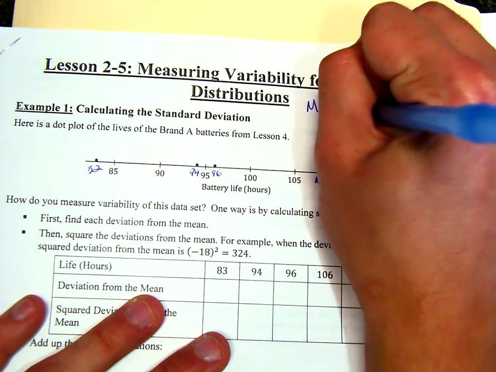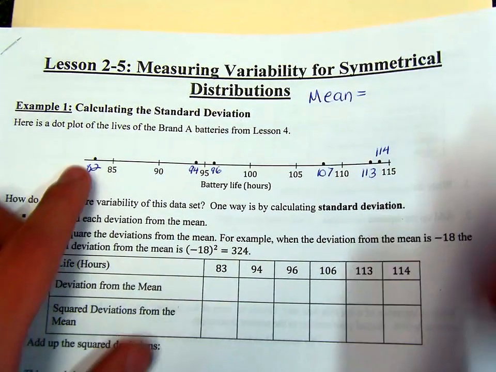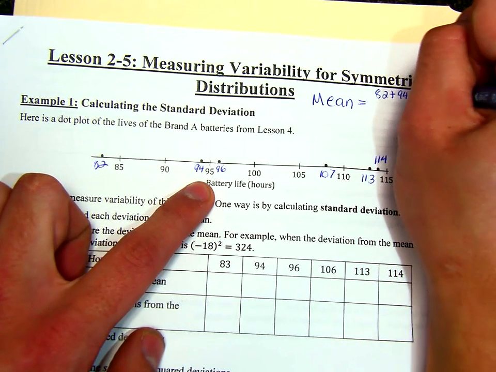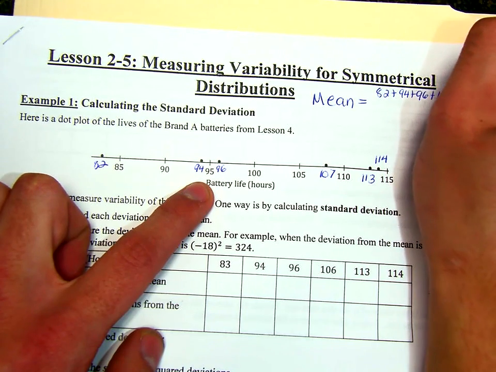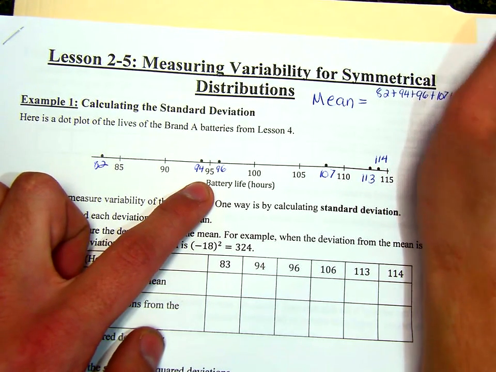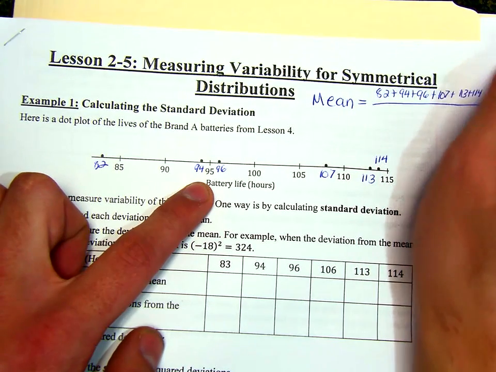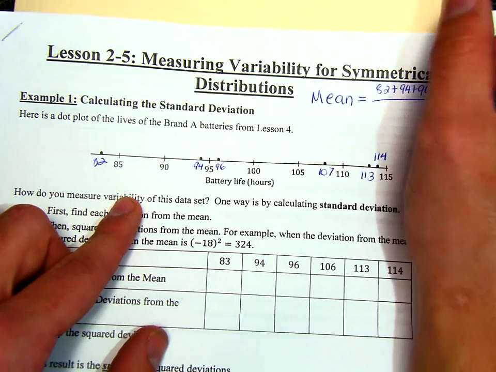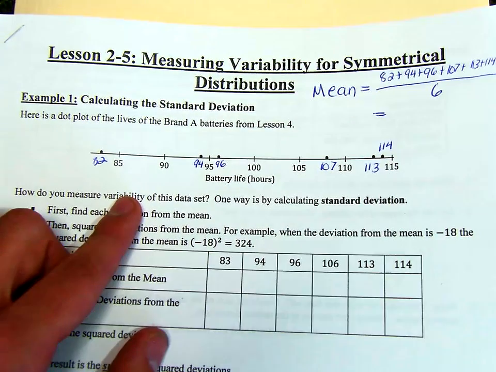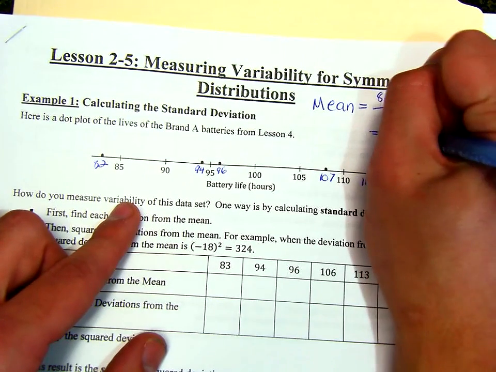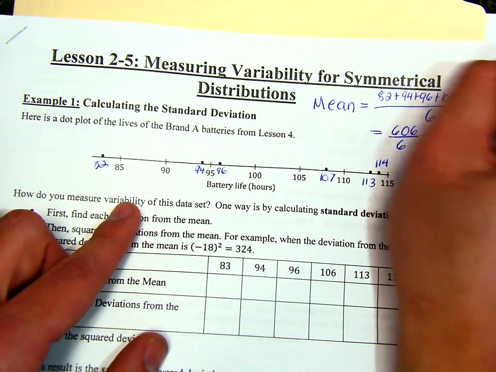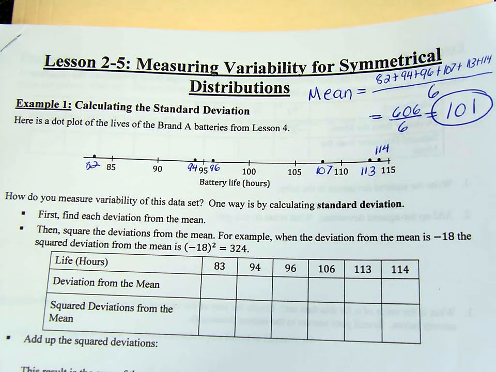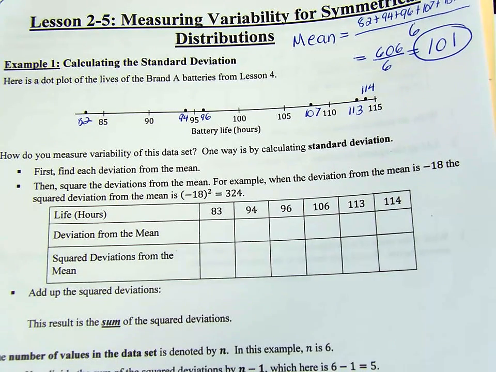So, if we needed to find the mean, I'm just going to write the mean up here. Mean is equal to, then we would just add them all up. So 82 plus 94 plus 96 plus 107 plus 113 plus 114. And then we're going to divide by how many we have. We have 1, 2, 3, 4, 5, 6. So we'll divide by 6. If we add them all together, we get 606 divided by 6, and that would be 101. So we know that the mean is going to be 101.